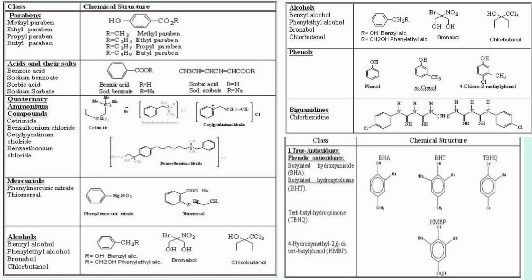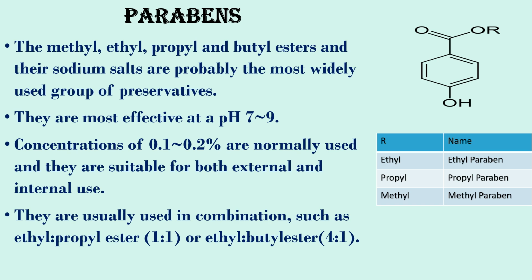So these are some of the examples of your antioxidants. Citric acid. Now let's go for parabens. Let's go for your parabens as you studied in your local topical agents, local anti-infective agents. They are nothing but your methyl, ethyl, propyl, butyl esters and their sodium salt, widely used in preparations.